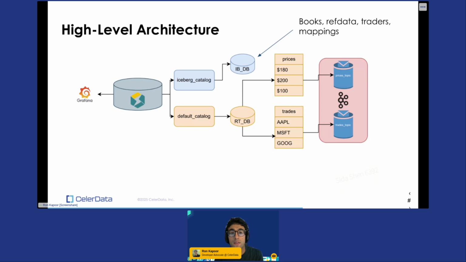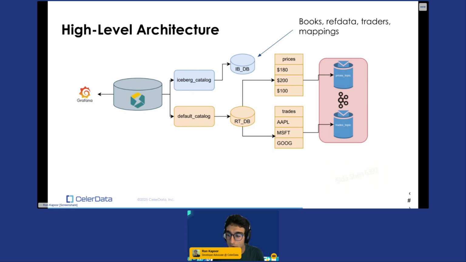The default catalog is storing data on an EBS volume, and then the database we'll call real-time DB sits under that. Real-time DB will have two pertinent real-time tables, prices and trades, and those prices and trades tables will be fed directly from two Kafka topics, the prices topic and the trades topic, via routine load. We'll talk about this a little bit later.